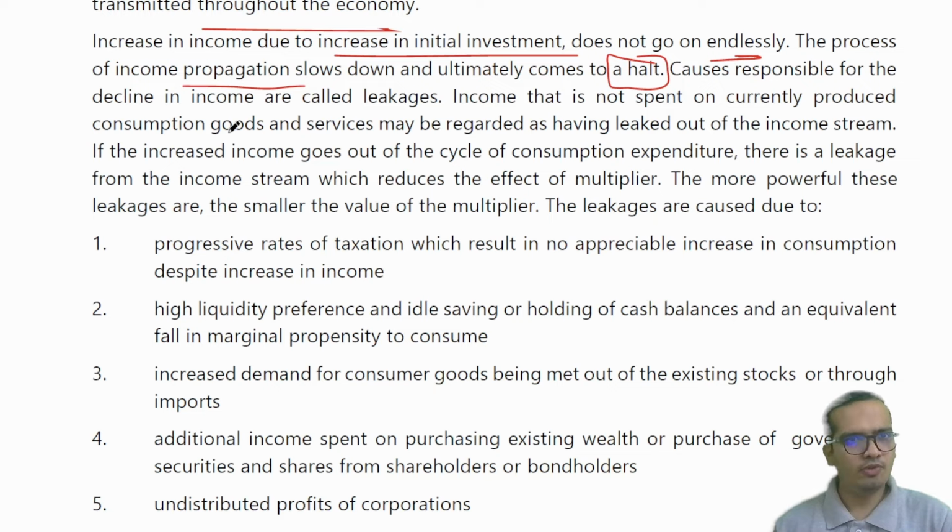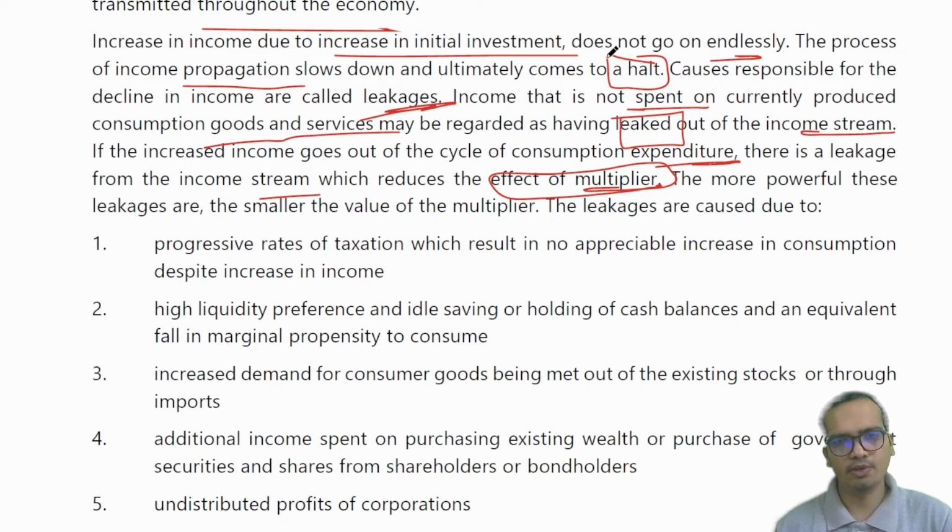Causes responsible for the decline in income are called leakages. Income that is not spent on currently produced consumption goods and services may be regarded as having leaked out of the income stream. If the increased income goes out of the cycle of consumption expenditure, there is a leakage from the income stream, which reduces the multiplier effect. The more powerful these leakages are, the smaller the value of the multiplier. The leakages are caused due to the following.